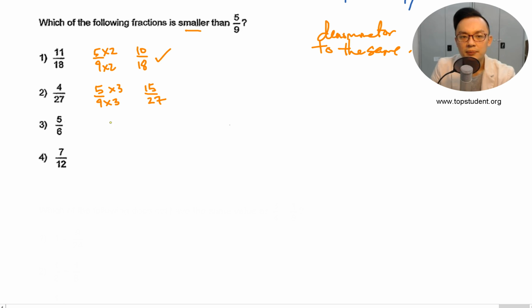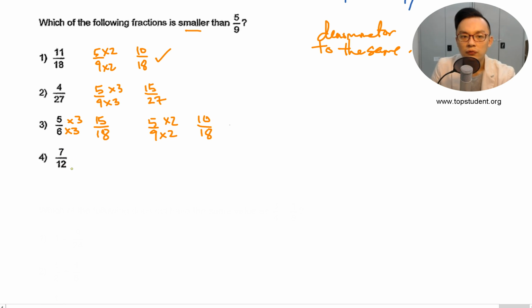So 5 over 6, this is 5 over 9, so you need to find the lowest common multiple, which is 18. So you need to times 3, times 3, which is 5 times 3 is 15 over 18, and 5 over 9 times 2, times 2, so it's 10 over 18. So 15 is bigger than 10, so this is not smaller.